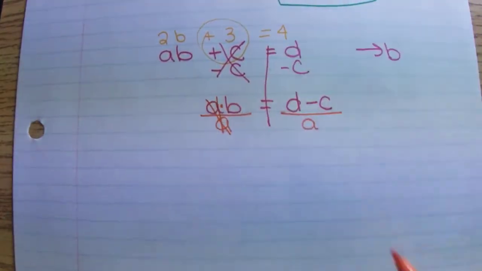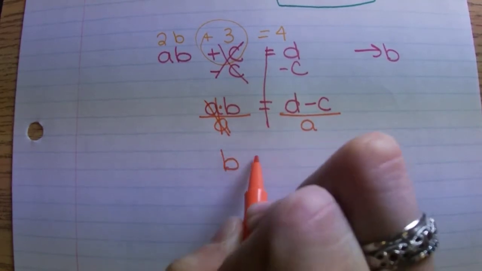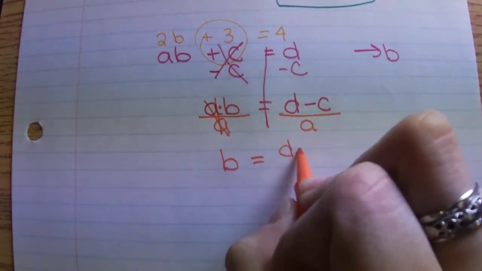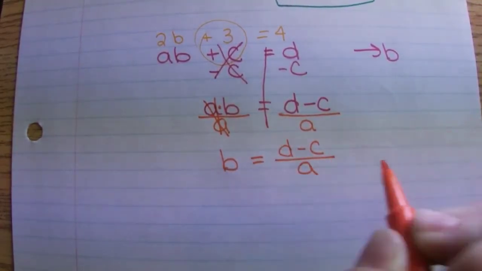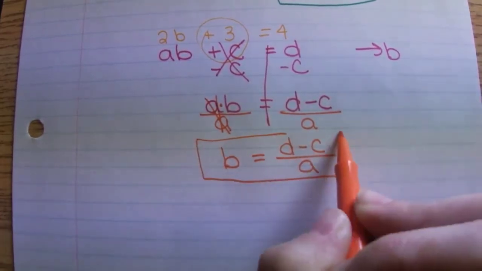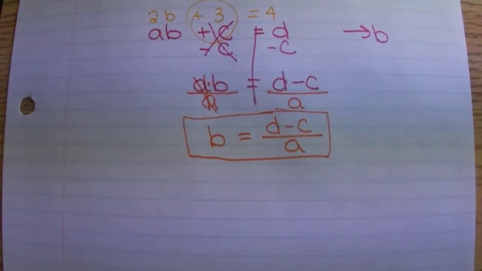So our A's are going to cancel out, and we'll just get B equals D minus C all over A. And while it looks weird, we have B by itself on one side of the equal sign, so we are done.